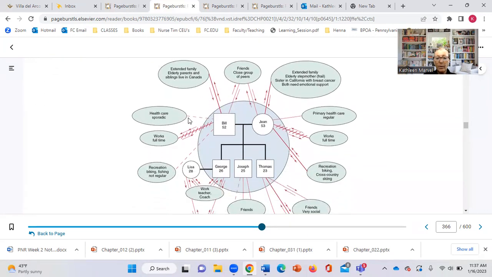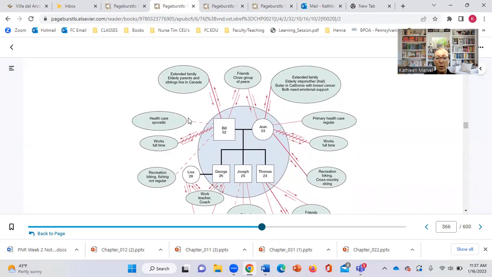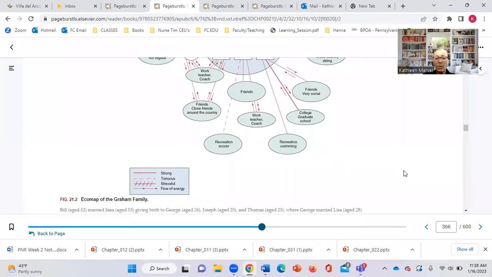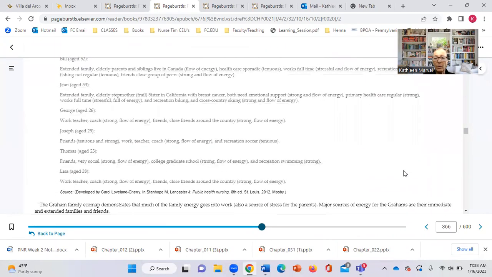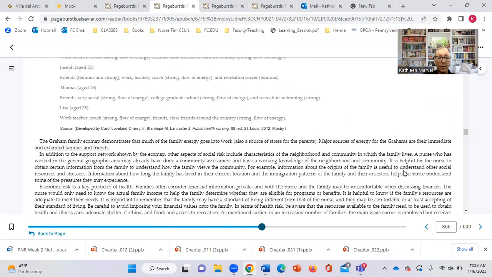So for example, this is what an ecomap looks like. You have the family in the middle, and then all these little circles on the outside are their interactions with the community. Work, recreation, friends. You can look at all their different relationships. Are they active or are they not active in the community? So that's a good indicator of environmental. Your ecomap is a good indicator on how families function within the society.